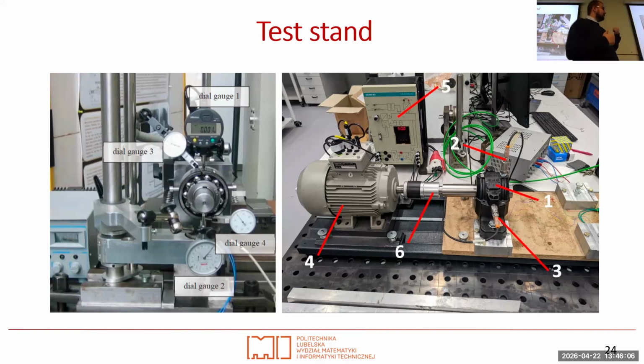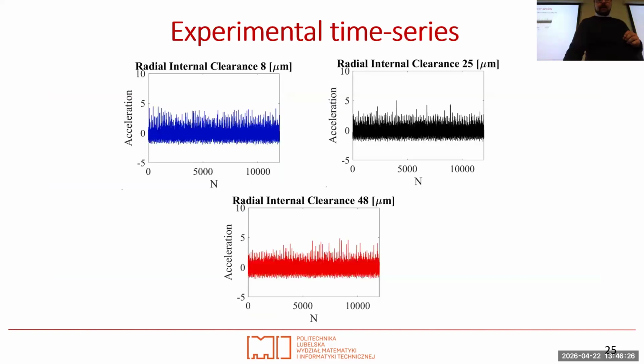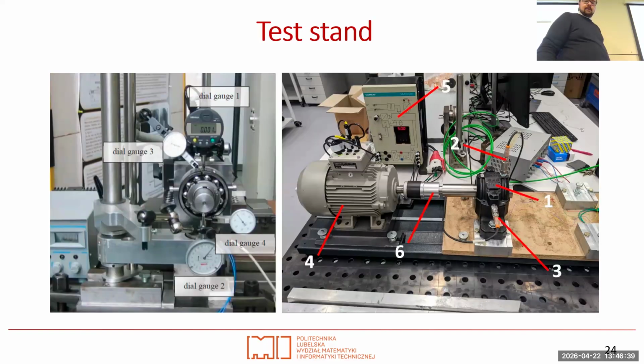Also, those were piezo sensors. One was piezo and one was, I forgot actually. But this number two, it was a piezo sensor as well, but certified by the German company IFM. So those were the signals. And actually, you can see here the predefined radial internal clearance, like 48, 25, 8. But all the time we referred to one bearing.